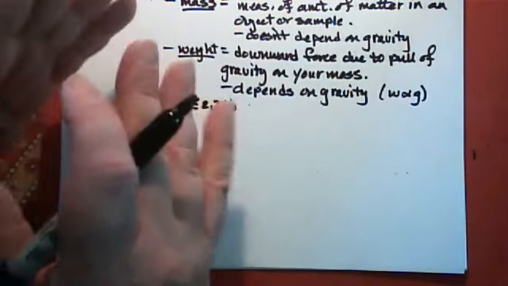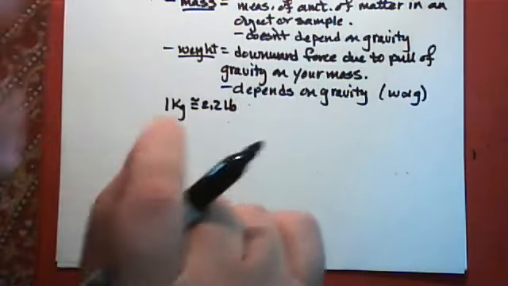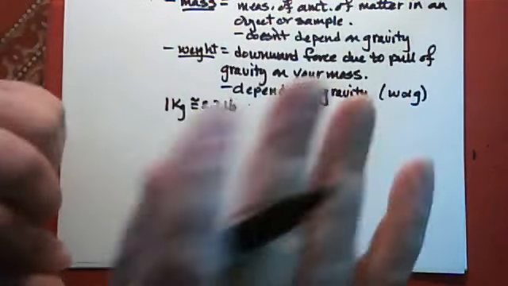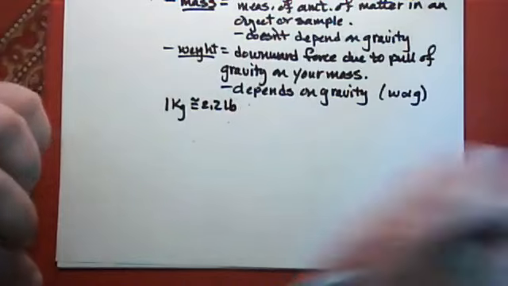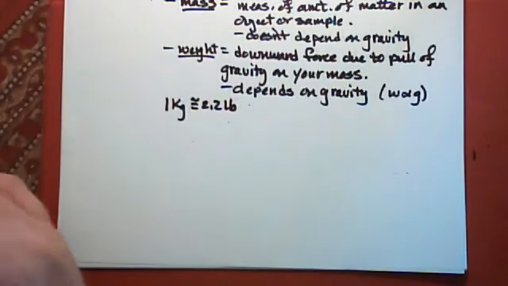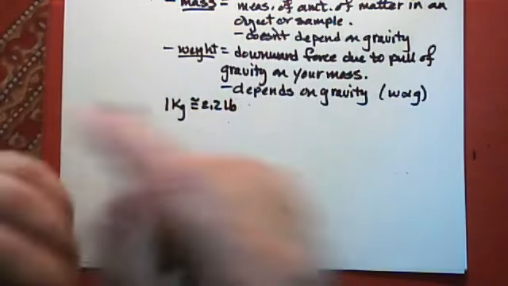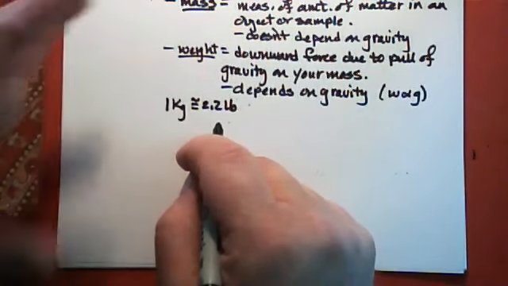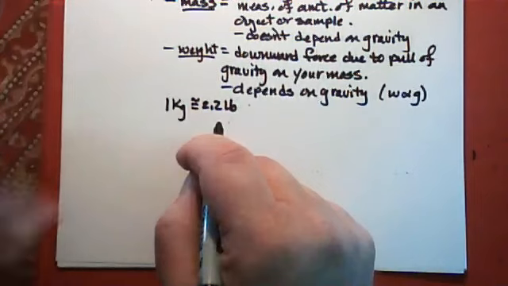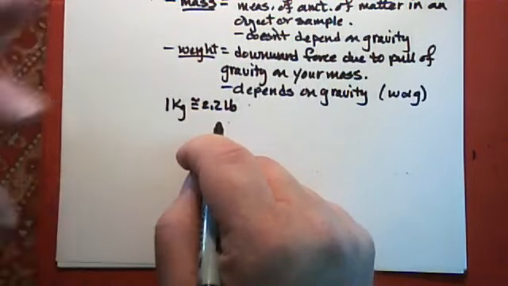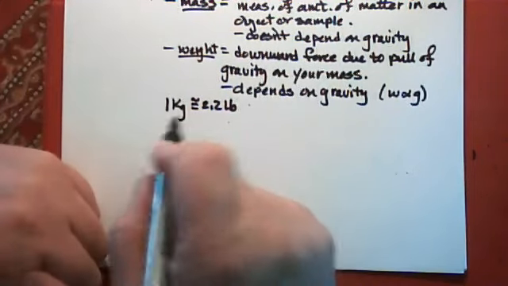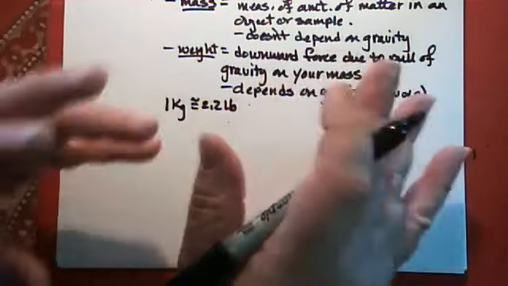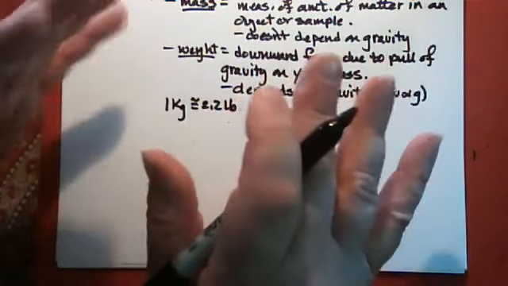So conversions within the English system are exact. 1 foot is exactly 12 inches. No more, no less. It's 12.0000 repeating on to infinity. And within the metric system, the conversions are exact also. 1 kilometer is 1,000 meters exactly. 1,000.00000 on to infinity.